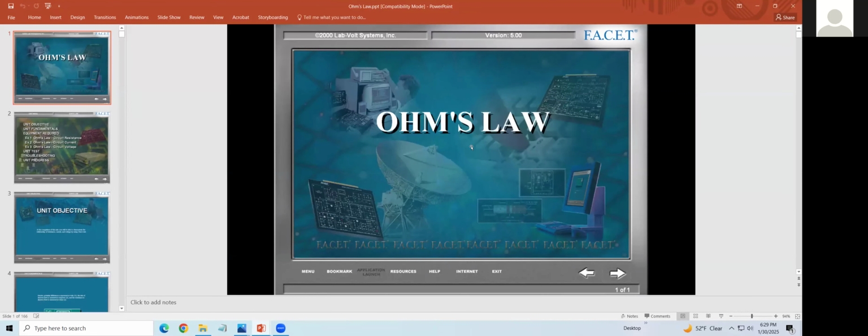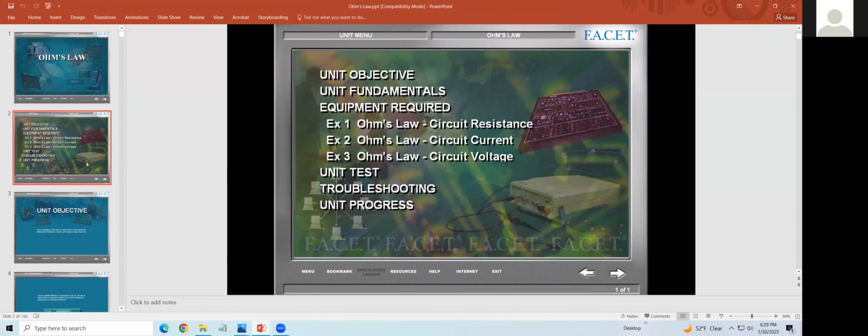Law. Okay. When you click it in law, they show you law here. And you click next, they can go to next here. So in here they say object, fundamental. Equipment required. Only thing is, I want you to click on exercise 1. This is a lot of theory.